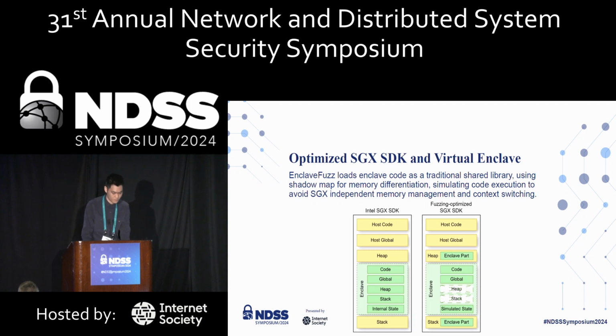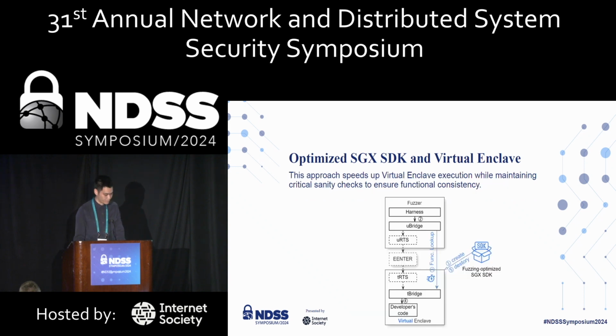Next, let's move to another component, the optimized SDK. EnclaveFuzz packs the enclave code under test as a standard shared library. Such a design helps further get rid of redundant memory management and context switching routines. In summary, the optimized SDK tries to eliminate redundant routines introduced from Intel's SDK, as shown in the dashed box here. To speed up fuzzing, the sanity checks within the trusted code are kept to ensure the bugs found are not false positives.